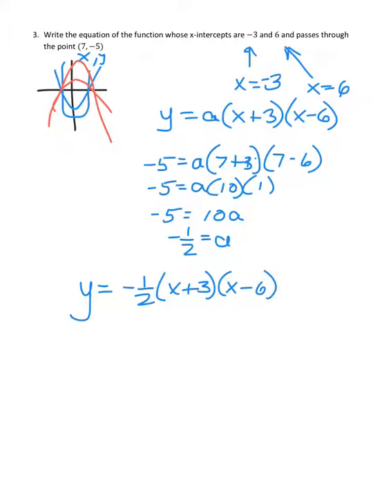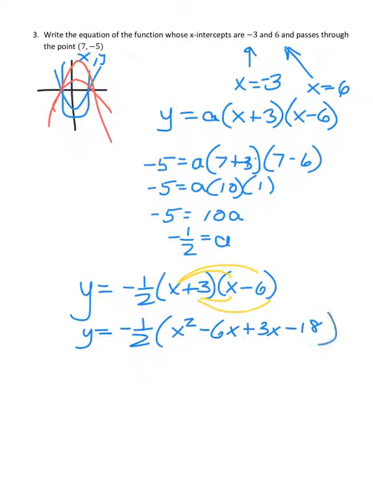We could leave it this way, but if I said put it in standard form, then you're going to need to go ahead and do all of the distributions. So the easiest way to do that is to just keep that negative 1/2 out front for now and go ahead and do all your distribution. x times x is x squared. x times negative 6 is negative 6x. 3 times x is positive 3x. And we end up with a negative 18.